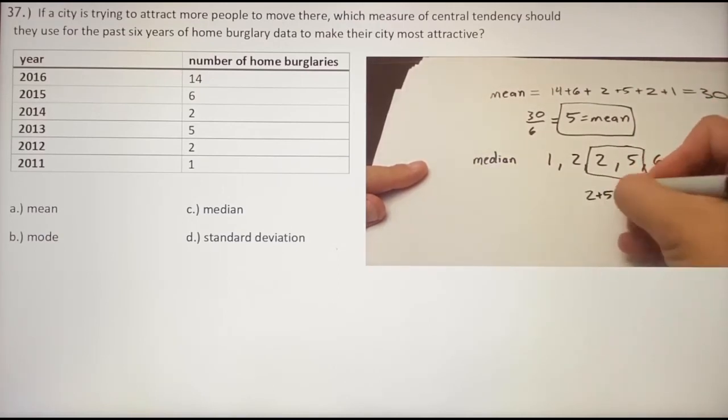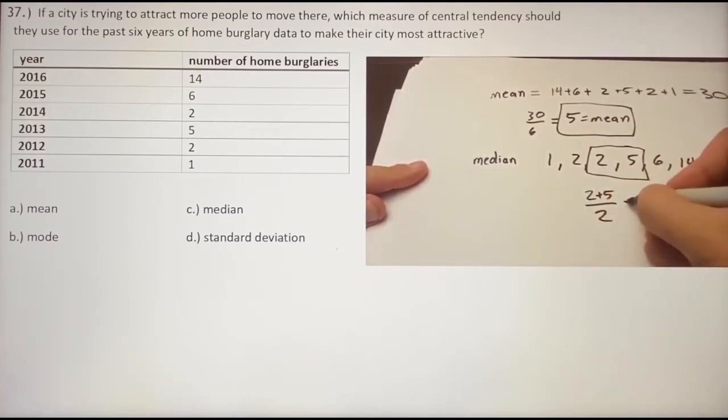So 2 plus 5 divided by 2. That gives us 7 divided by 2 is going to be 3.5. And so this is our median.